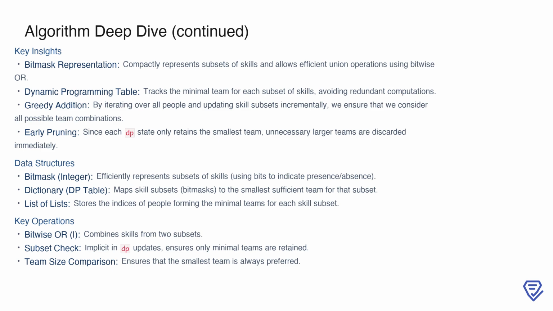Additionally, the algorithm employs early pruning. Since the DP table retains only the smallest team for each skill subset, larger teams that are not optimal are discarded immediately, saving computational resources. The main data structures used include bitmasks, which are integers representing subsets of skills, a dictionary for the DP table, mapping skill subsets to their minimal teams, and lists of lists to store the indices of team members for each subset. Key operations include the bitwise OR for combining skill sets, subset checks, and team size comparisons, all of which contribute to the overall efficiency of the algorithm.